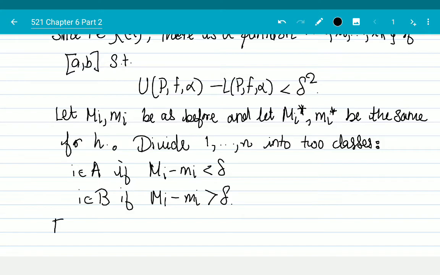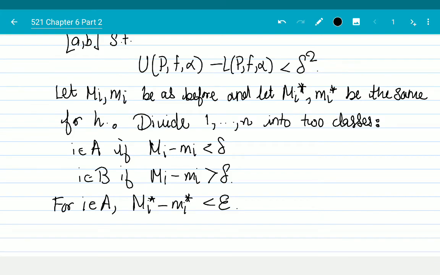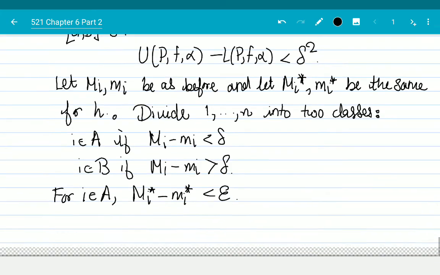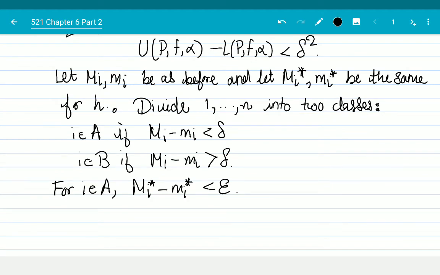Well, for i belonging to A, Mi star minus small mi star on those intervals is going to be smaller than or equal to epsilon. In fact, strictly smaller than epsilon. I don't need smaller than or equal to. For B, there is trouble. It is not obvious that it is smaller than epsilon. In fact, it might not be.